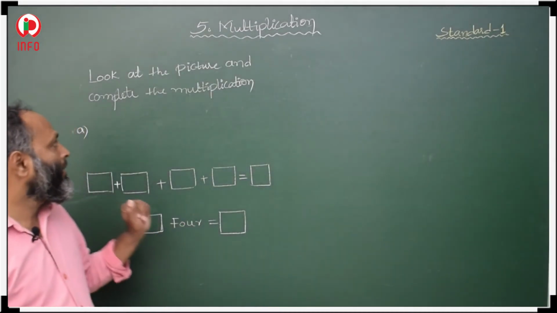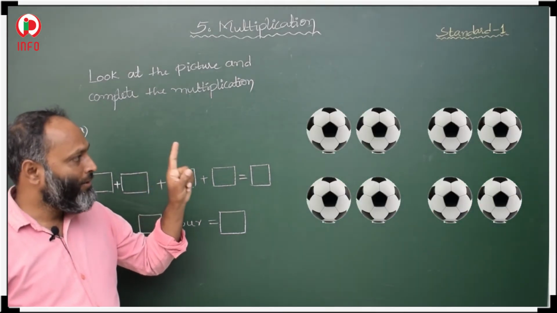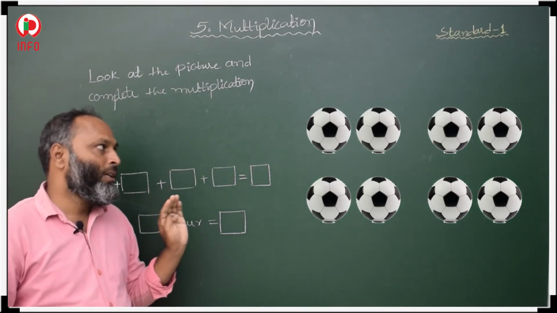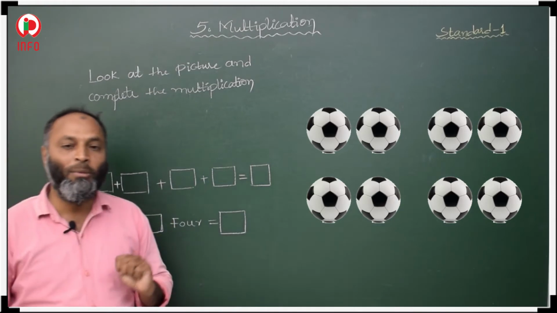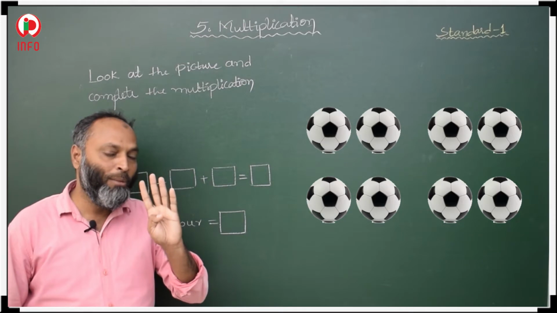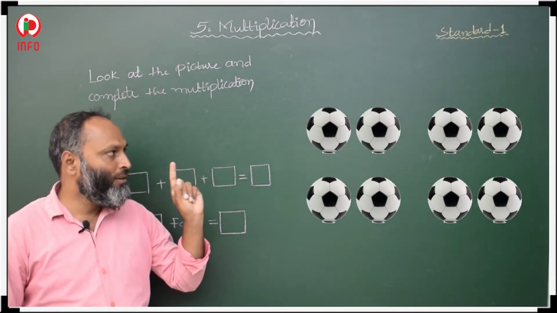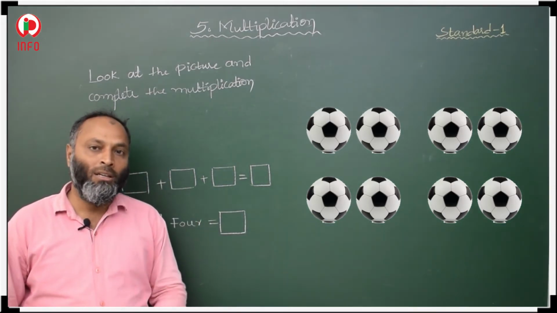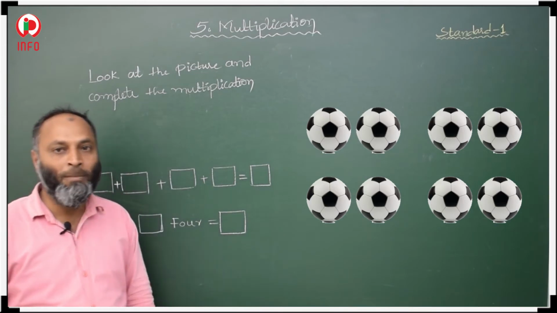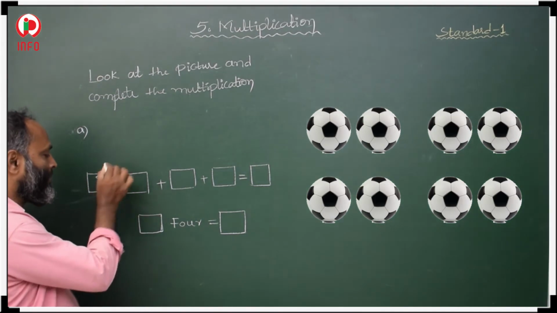See children, here how many balls are there in each group? 1, 2, 1, 2, 1, 2, 1, 2. Total 4 groups are there. How many groups are there? 4 groups. In 4 groups, how many balls are there in each group? 2 balls. So in the first group we have 2 balls.